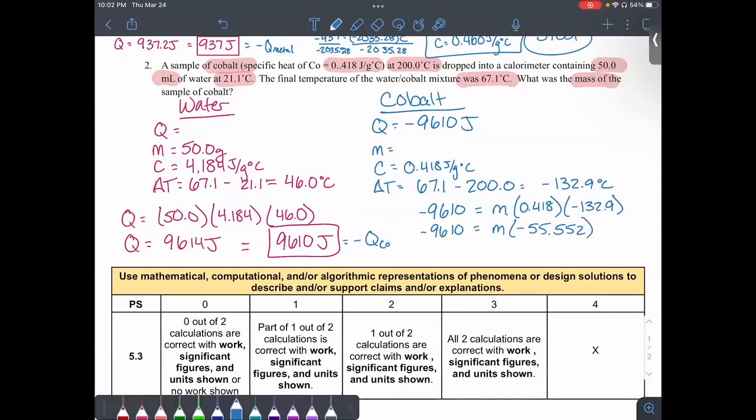Now that our degrees Celsius have canceled, we divide both sides by negative 55.552, negative 55.552. And we end up with our mass, which is running out of room. Our mass is equal to about 173 with significant figures in grams.